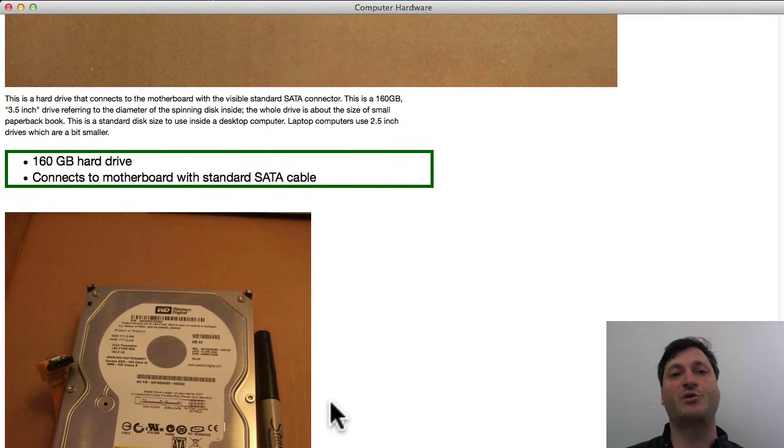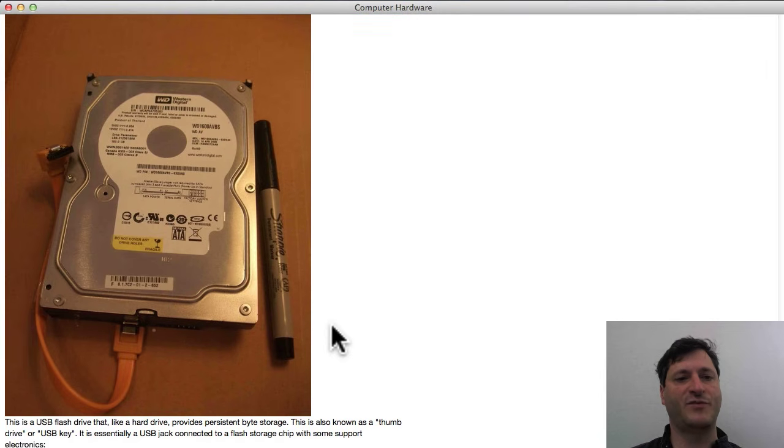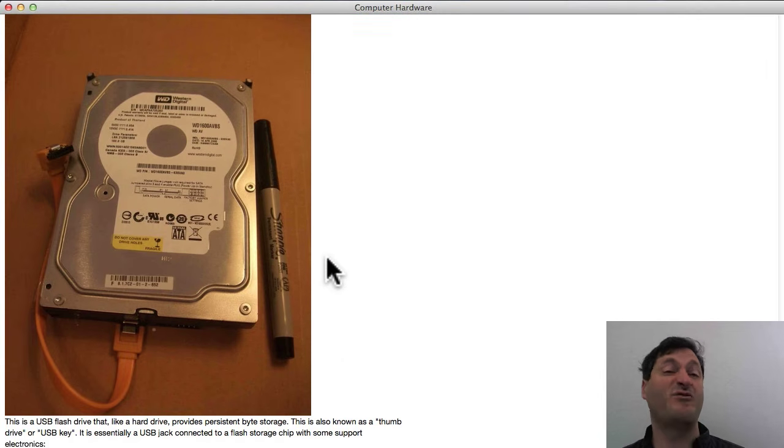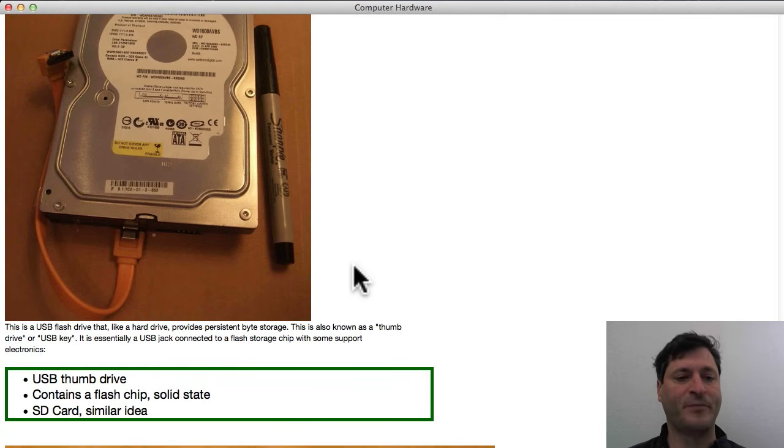So the last thing we need is persistent storage. So for this computer, persistent storage was provided by this. This is a hard drive. So this is a 3.5-inch hard drive, very typical size for a desktop computer. So this is where there's the spinning magnetic disk in here. And this connects to the motherboard by this little SATA cable, which is a standard thing. So those are the 3 parts of a computer. That was a $200 computer, and it sort of did everything you'd want a computer to do.